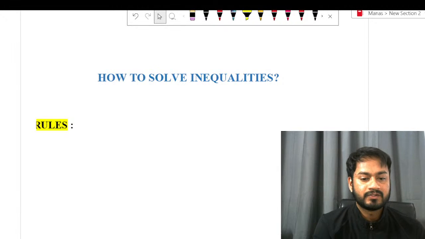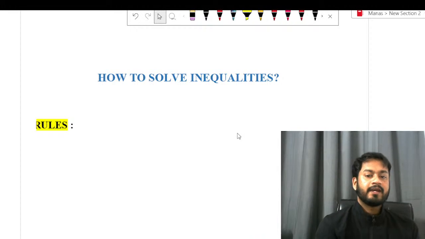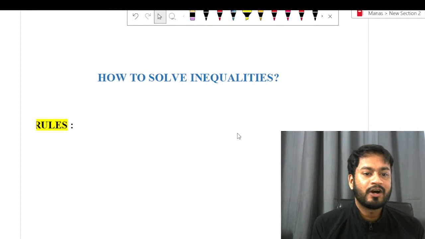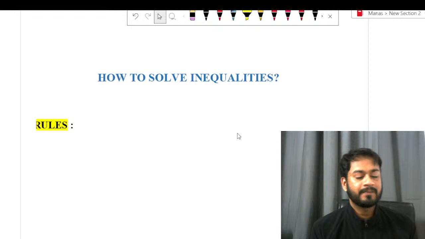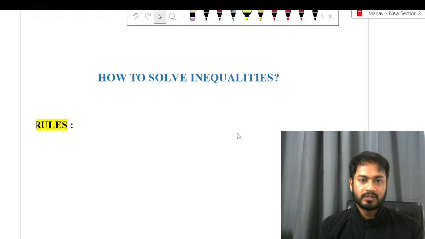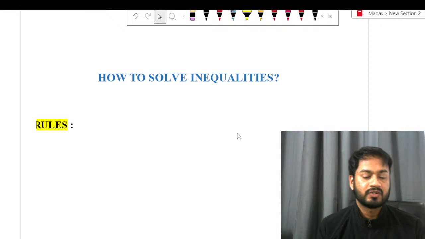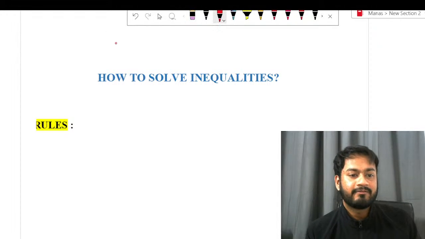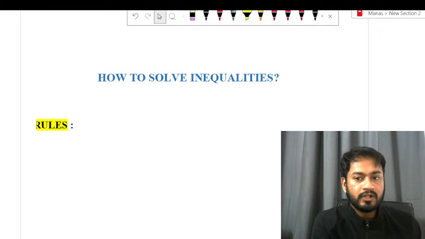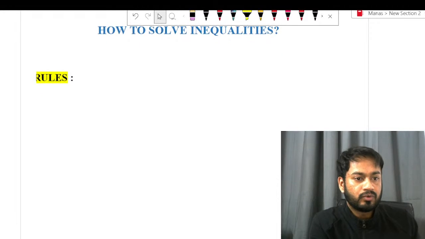Okay, so today I came online for this important topic that is called how to solve inequalities. We all know what inequalities are, basically comparing two values. They have some range. So how can we find the range and how can we solve this? There are some rules to solve this, so before solving we need to see what rules we can go through.